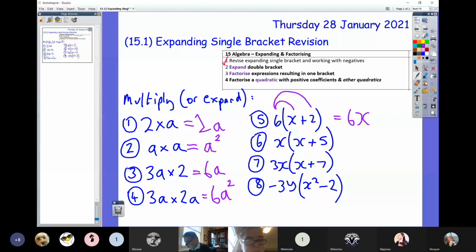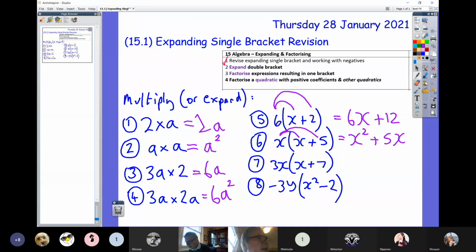Now moving on to question 6. So again, it's the claw. So you're first of all going to do x times x, and then you are going to do x times the plus 5. So 2 multiplications again. X times x is x squared, and x times plus 5 is plus 5x.